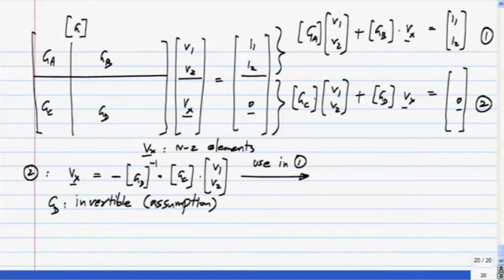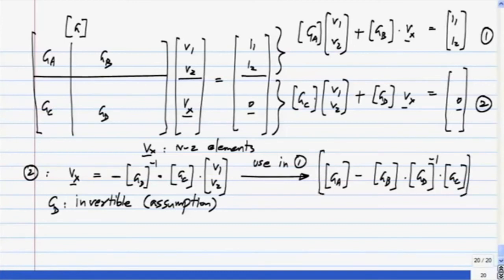Then if we use this in 1, it is pretty straightforward. We will have GA minus GB times GD inverse times GC, this whole thing. Remember, this is a 2 by 2 matrix. Times V1 V2 equals I1 I2. Now from this it is pretty clear that this 2 by 2 matrix times V1 V2 equals I1 I2.